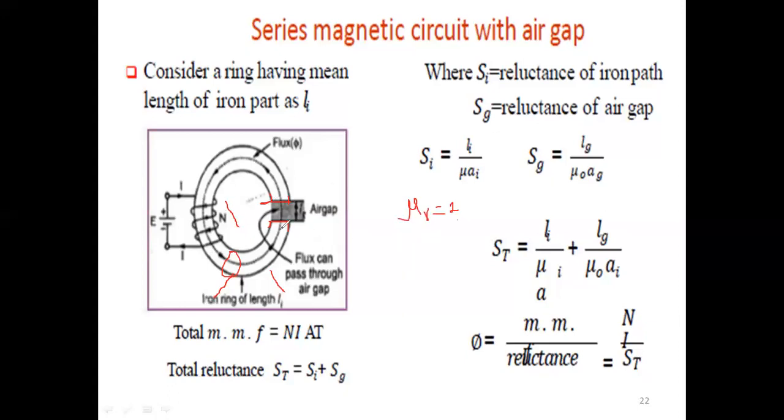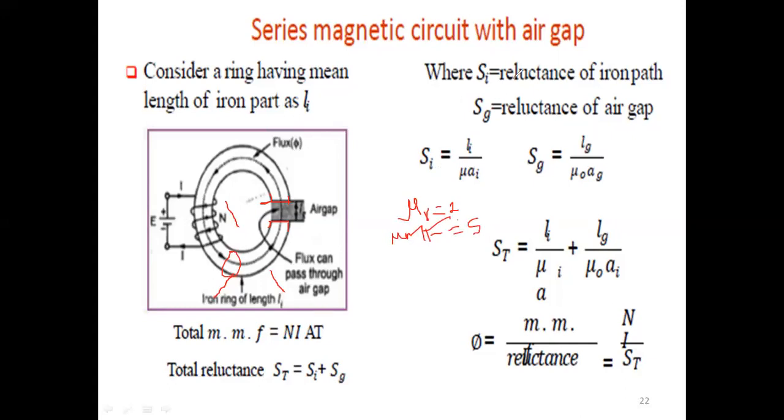Then we can easily calculate the flux. Flux equals mmf divided by reluctance. How do we calculate mmf? mmf equals NI, that is Hi Li plus Hg Lg. After calculating Si and Sg, mmf equals Si plus Sg multiplied by flux.